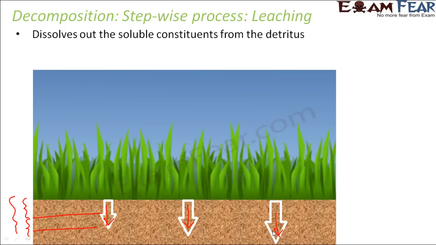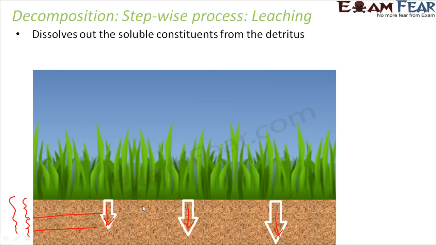So what happens during irrigation? Irrigation means watering the fields. So when watering is done, what happens? There is a lot of water on the soil. Now as the water goes down through the porous soil particles, along with the water, the soluble constituents from the detritus will also go down the soil horizon. So are you able to understand it?